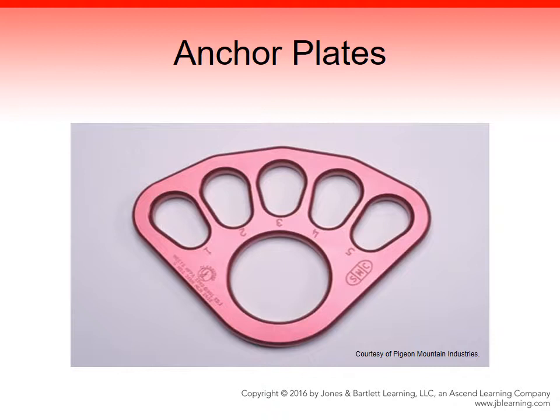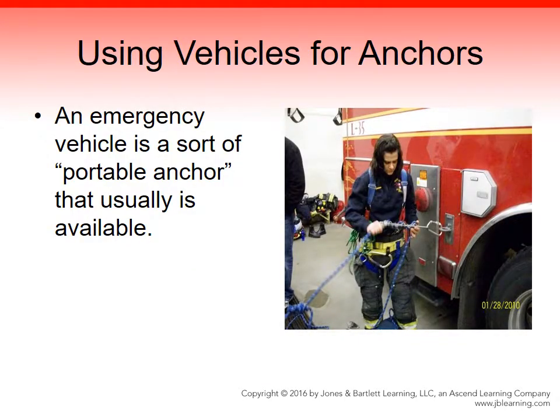A sort of portable anchor that usually is available is an emergency vehicle. However, you must observe the following safety guidelines when using a vehicle as an anchor. Park the vehicle on a solid surface, set the parking brake, chock the wheels, and make sure that nobody is going to move the vehicle. Structural parts such as axles and cross members can potentially serve as anchors. Make sure to protect the rope or webbing from oil, grease, and exhaust systems. Parts of the vehicle you want to try and avoid are the bumper and tow hooks.